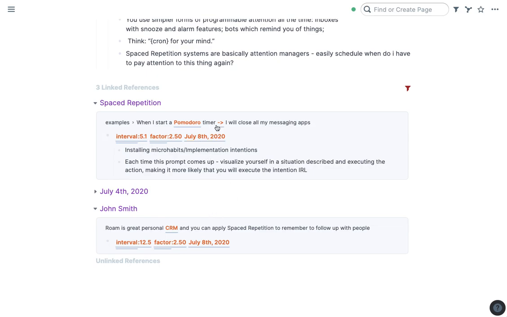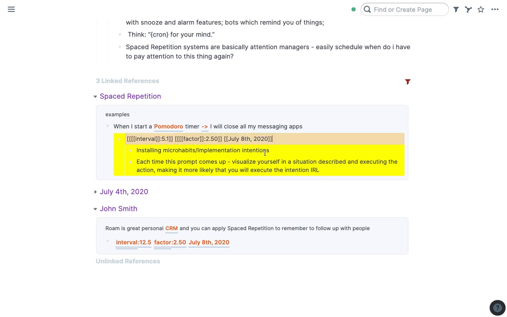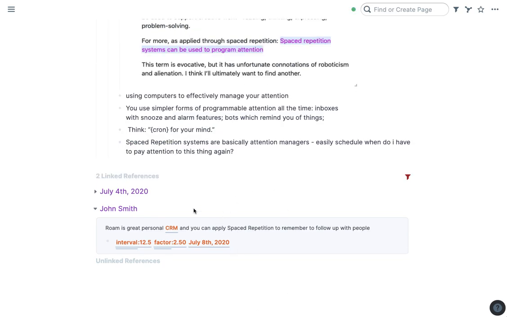Another great application you can do is using spaced repetition to incorporate habits into your routine. So, example I have here is when I start a Pomodoro timer, I will close all my messaging apps. And so, when I see such a prompt, I will visualize myself in the situation described and performing that action, increasing probability that I'm actually going to do that in real life. So again, when I'm done with that prompt, I'm going to reschedule that.